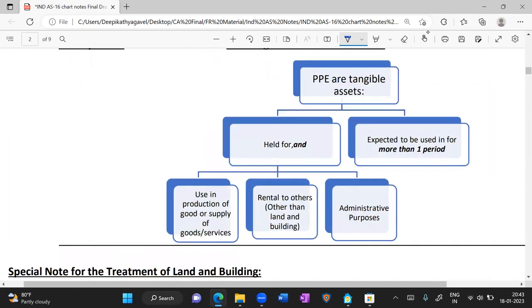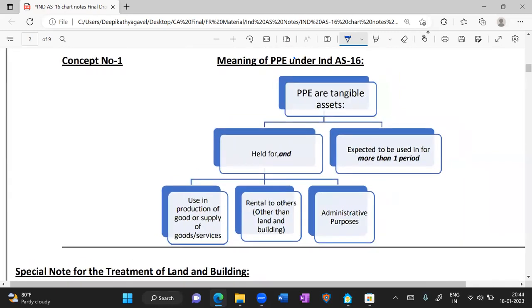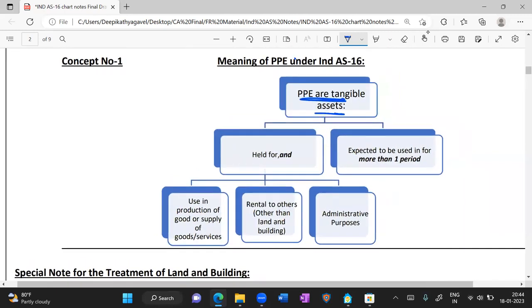The first condition is that the standard says property, plant, and equipment are tangible assets which should be held for any one of these purposes. What are these? The first says that it should be used in production of goods. What do you mean by it should be used in production of goods?